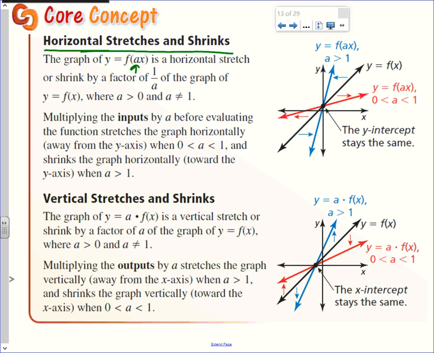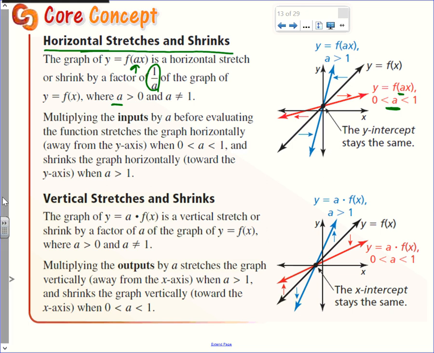It'll be a shrink if it's a fraction, look at 1 over a, and it'll be a stretch if a is greater than 1. Okay? Or if a is greater than 0, in other words. So on Friday we went over horizontal stretches and shrinks. If a is greater than 1, that graph is going to get closer to the y-axis, so that's going to be a horizontal shrink. If a is in between 0 and 1, which means it's a fraction, it's going to be a horizontal stretch, because it's going to get farther away from the y-axis.